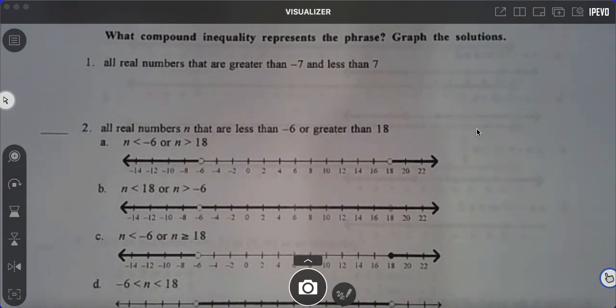We did this one yesterday. I hope they can hear me on this. So, all real numbers, what variable do y'all want me to use? X. Okay, and it's got the word and, so I can write it in between those two numbers.